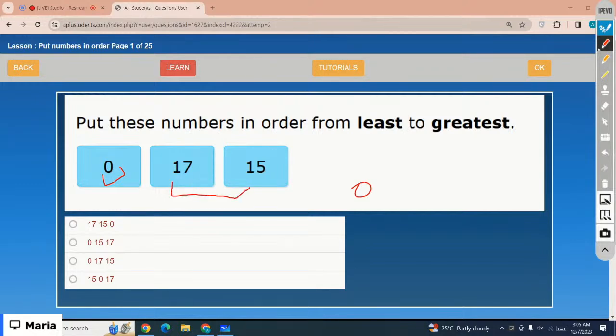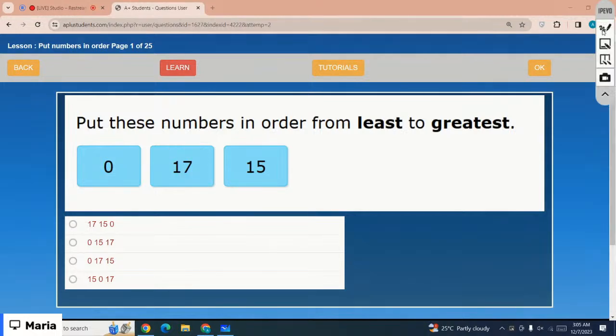Now from the rest of the two numbers, again you need to see which is the smallest, 17 or 15. 15 is smaller, right? So then you have 0, 15, and 17. So the numbers are 0, 15, and 17. Option number 2 is the correct option. Got it? If you already know the answers, you can write down the answers in the chat box.